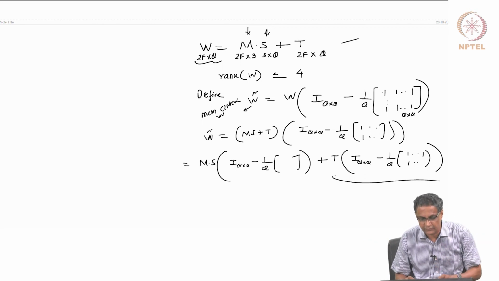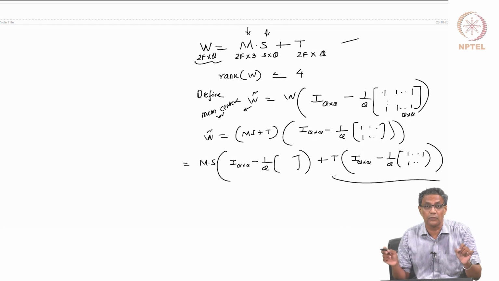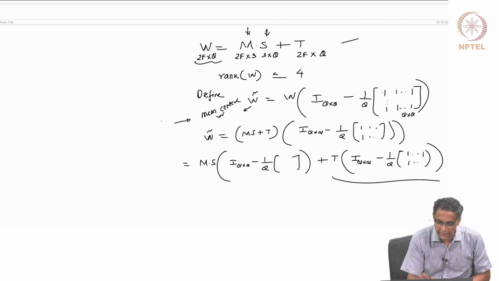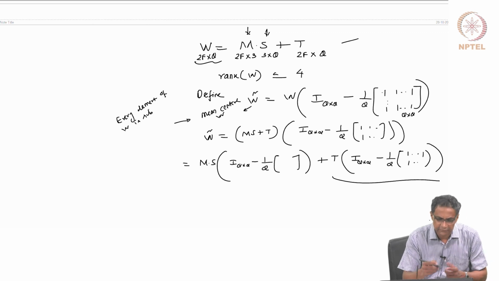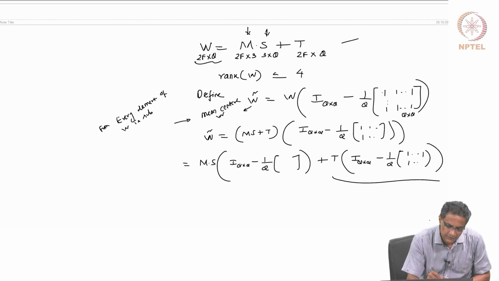So every entry is subtracted from the mean value of that row. Mean centered means, let me write this down, that from every element of W you subtract the mean of that row. You subtract the mean value of that row.